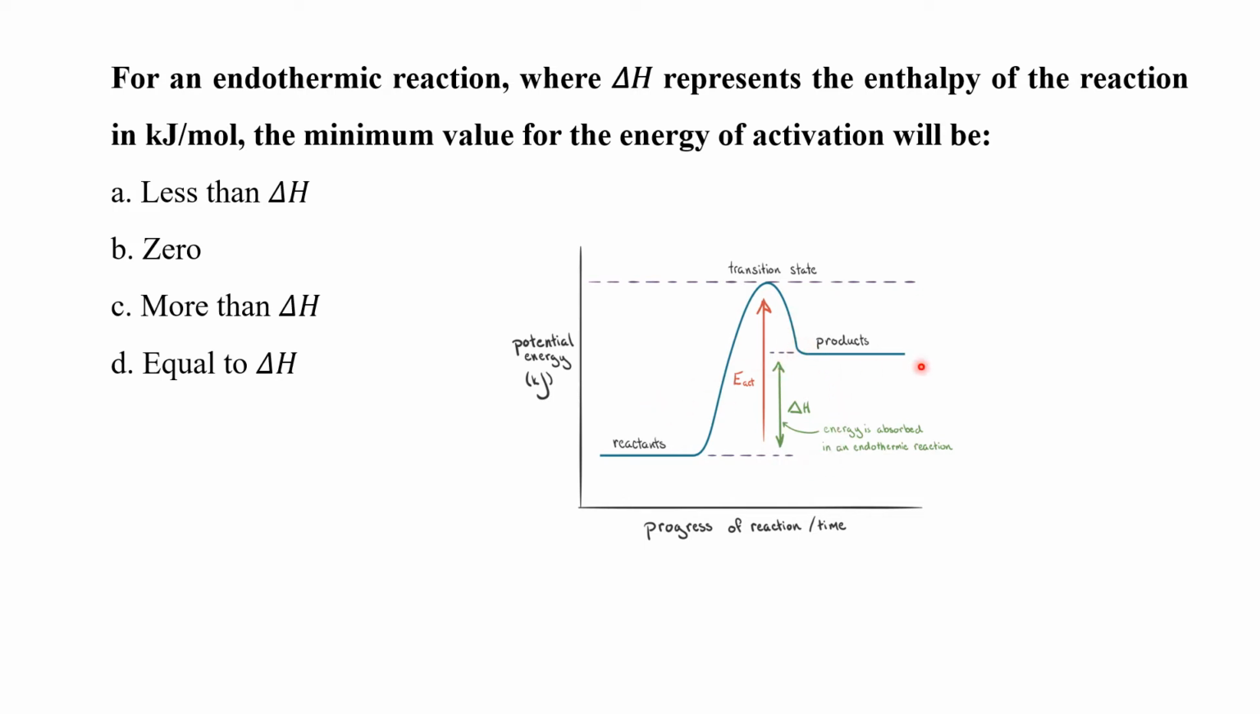So, the products are less stable than the reactants. This is why the reactants have to absorb more energy to form products. So, the correct answer is more than delta H. That is option C.